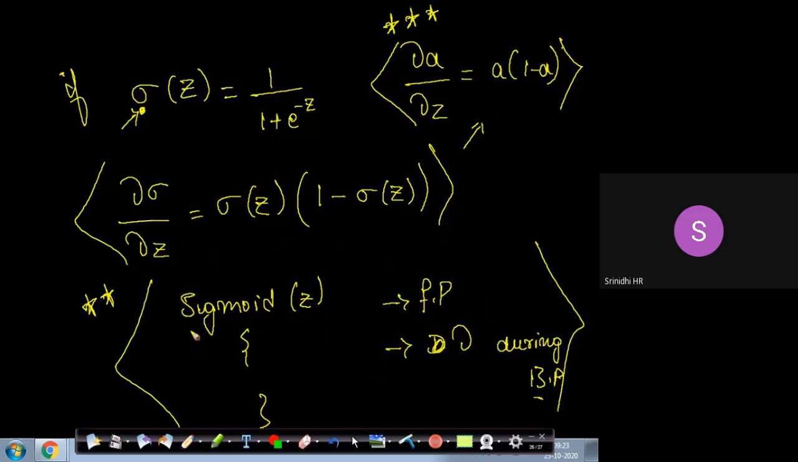Is there any doubt now? Please unmute yourself and confirm how you have understood why we require the sigmoid function. What is an activation function? We have types of activation functions. One type of activation function is the sigmoid function. Why do we require the sigmoid function? We require it to find the derivative. It can be used in forward propagation and also to find the derivative using backward propagation. Is there any doubt? No, sir.